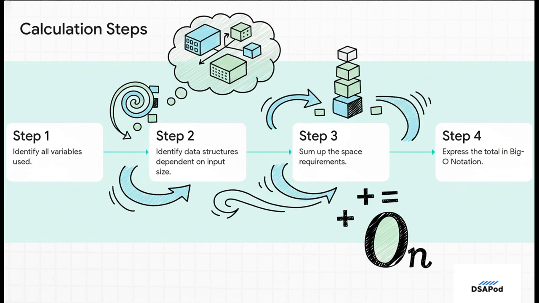And figuring this out isn't some kind of dark art. There's a pretty clear four-step process we can follow. You just have to spot all the variables, figure out which ones scale with the input, add it all up, and then describe it using some special notation.